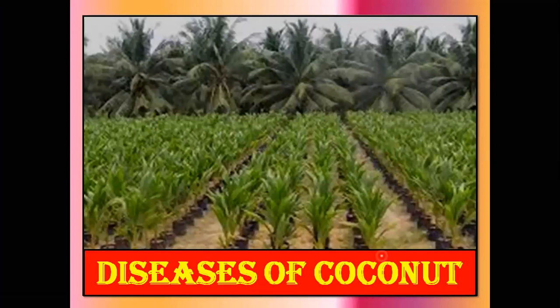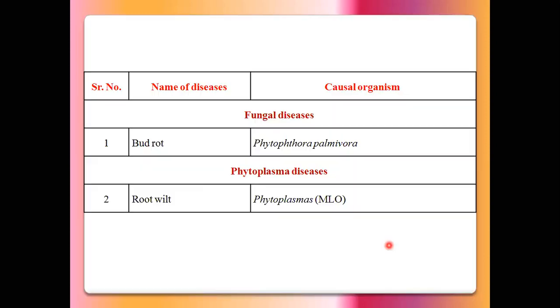So different fungal and some other pathogens also infect coconuts and produce different symptoms. Bud rot and root wilt are the most evident symptoms generally seen in coconut palms. Bud rot is caused by Phytophthora palmivora and root wilt is caused by Phytoplasma. Okay, so let's see one by one.